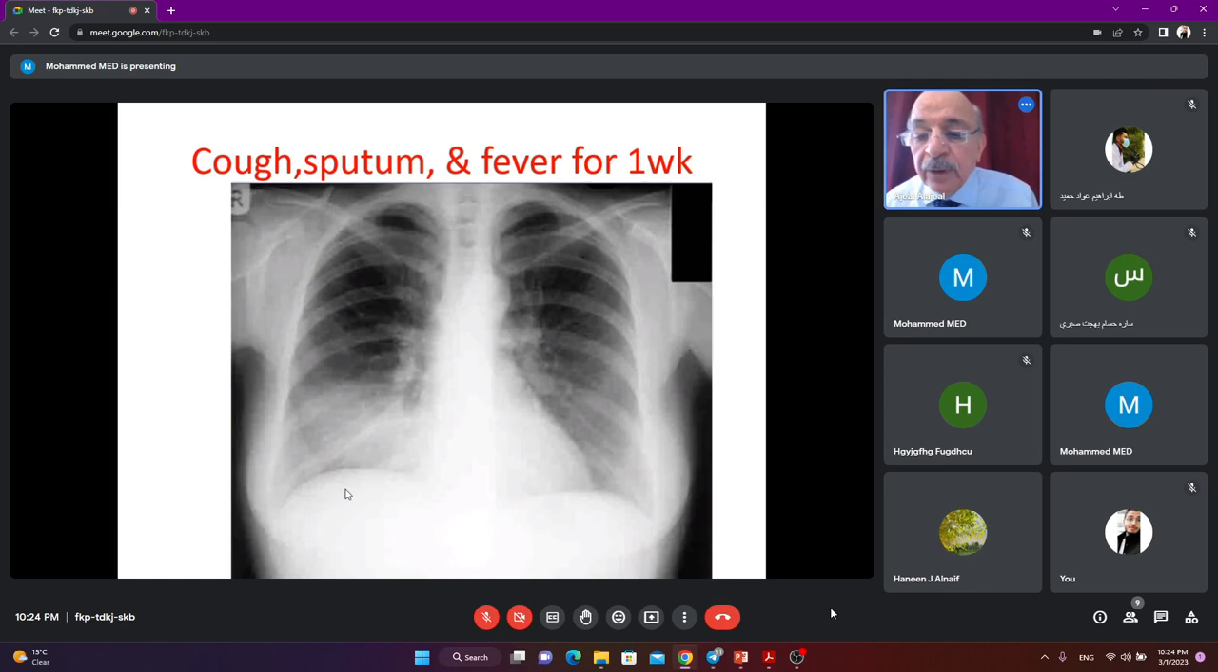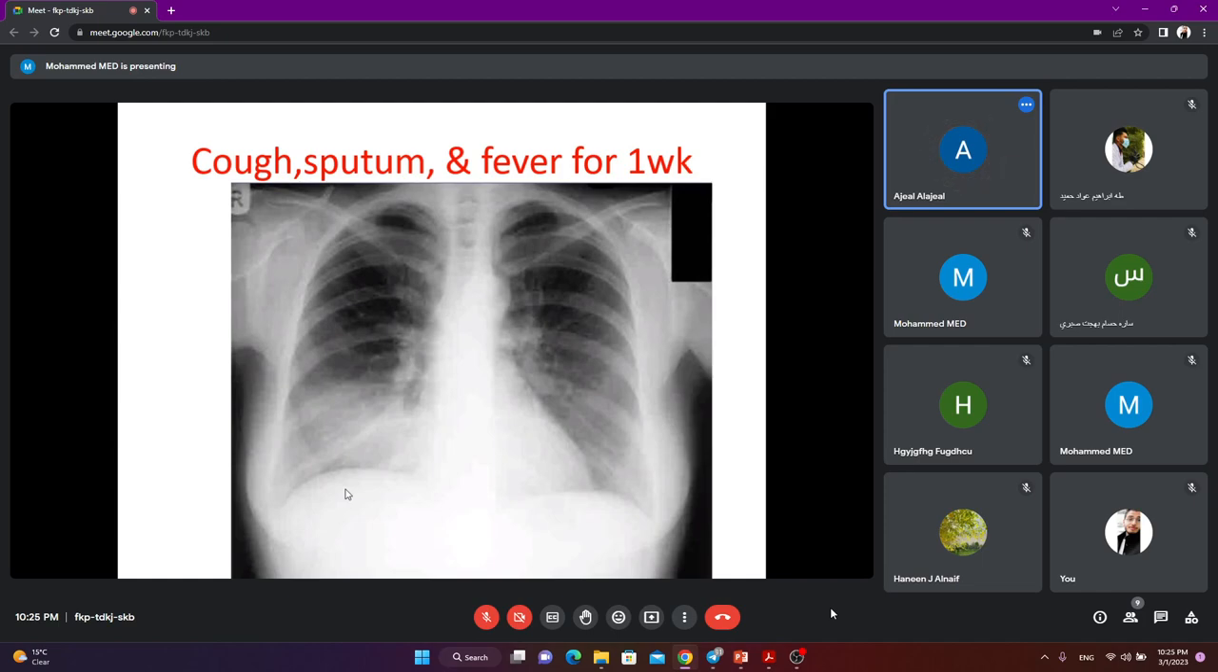Yes, this is a good question. Normally the blood which goes to the right heart comes from the superior vena cava, which drains the upper part of the body, and from the inferior vena cava, which drains the lower part of the body plus the gastrointestinal tract. Both of these will go to the right atrium.